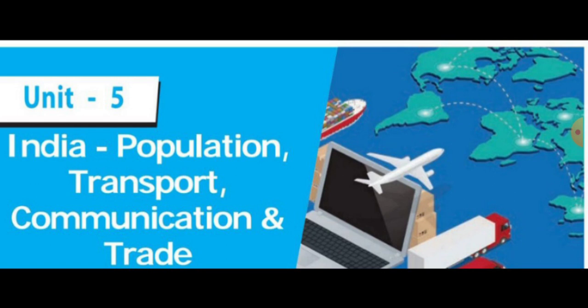Also, air transport is divided into two types. What are the two types of air transport? Domestic airways and international airways. Then there are two airline services. What are the two airline services, students? Very good. Indian Airlines and Air India.